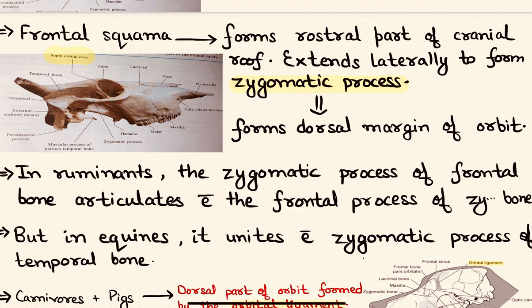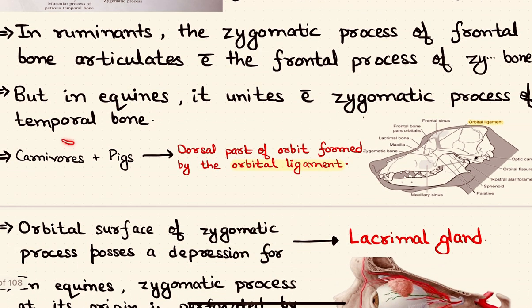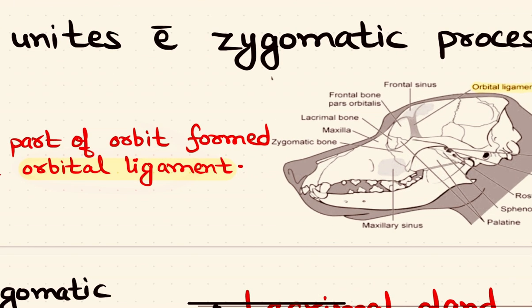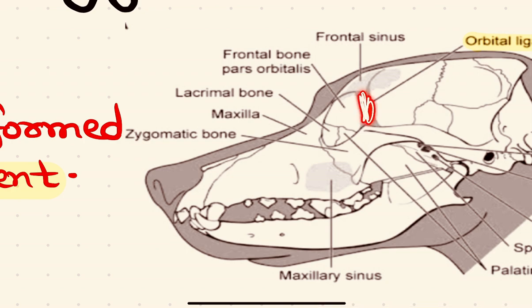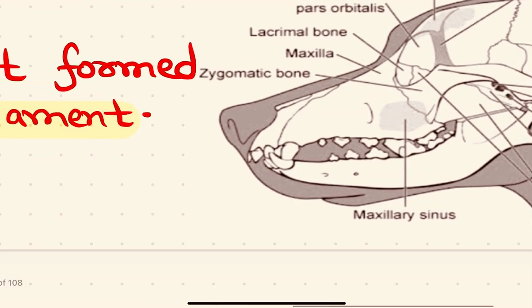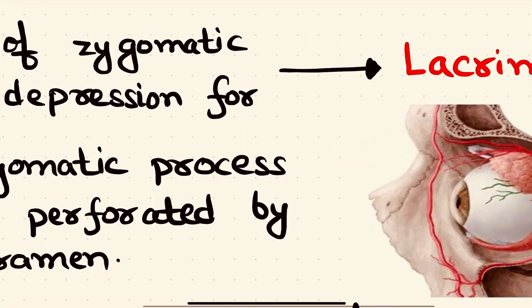But in equines there is no role of the zygomatic bone, there is a role of the temporal bone. The temporal bone takes part in this. So in equines the zygomatic process of the temporal bone joins with the zygomatic process of the frontal bone. But in the case of carnivores and pigs, the orbit is not completely covered by bones. In the dorsal aspect, it possesses an orbital ligament. Like you can see, this is the dorsal aspect, and here you can find the orbital ligament. You will not find an articulation between the zygomatic process and the frontal process.